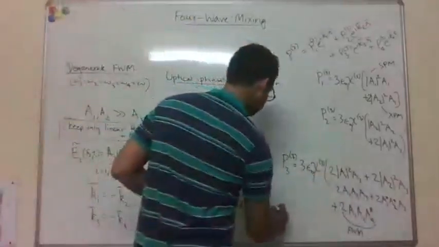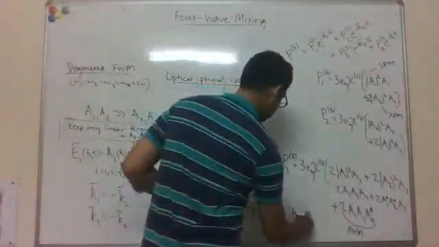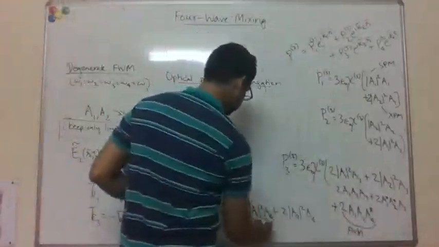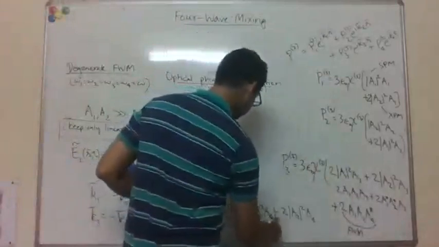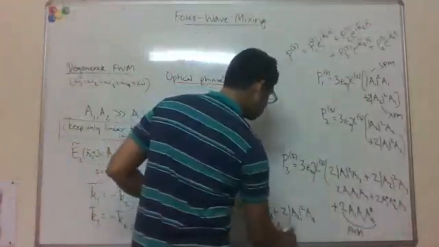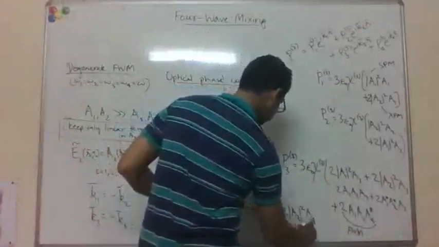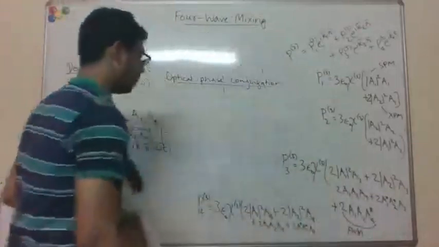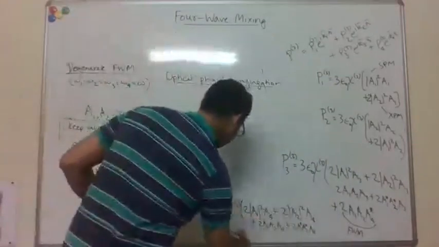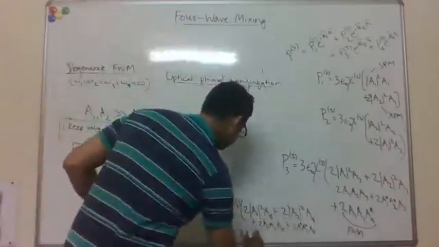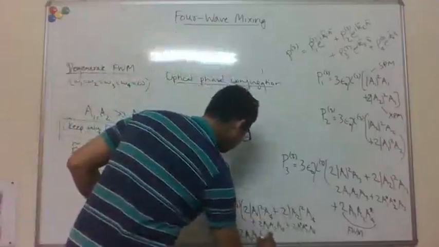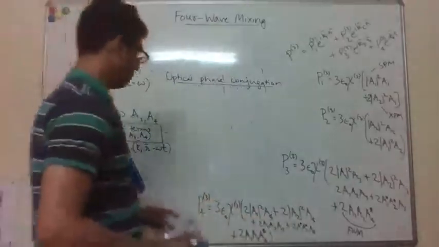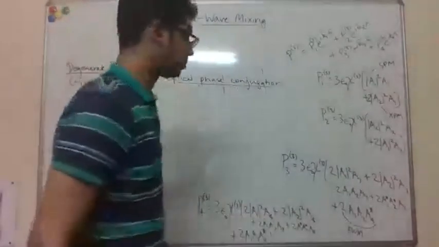Similarly for here we have the cross phase modulation terms. So this plus E1, E2, E4. Plus a four-way mixing term which goes as A1, A2, A3 conjugate.